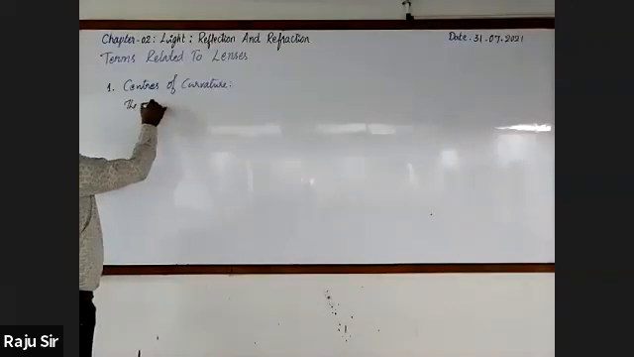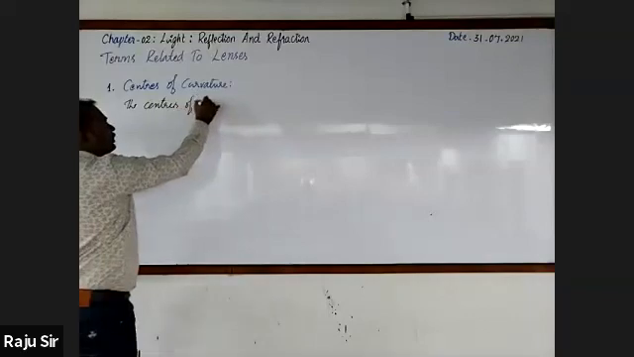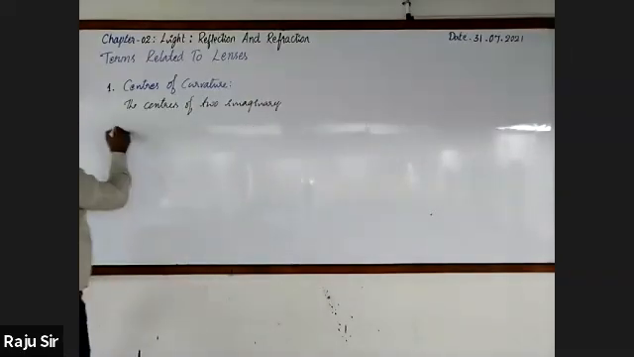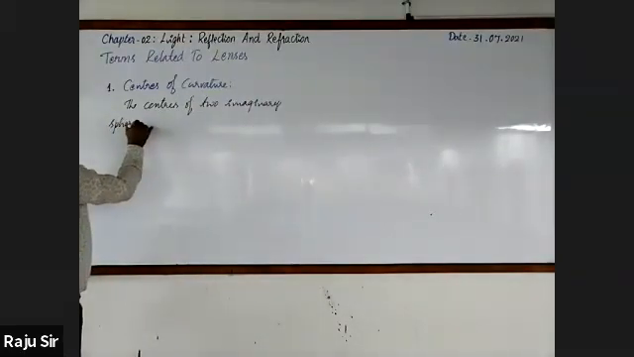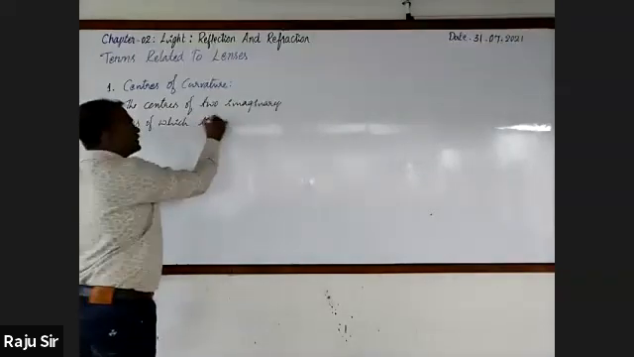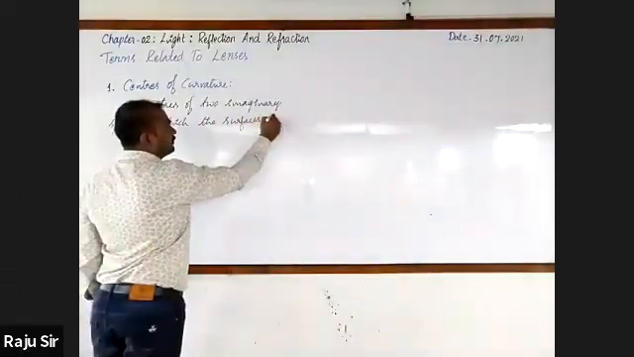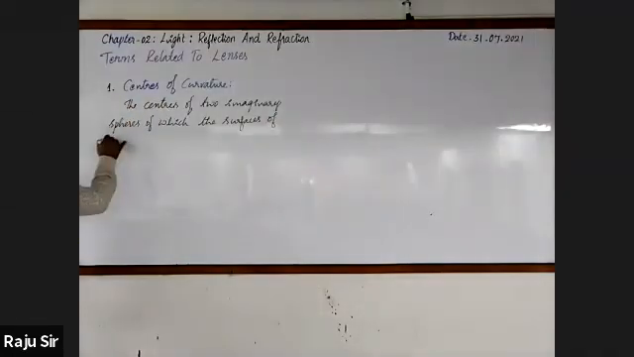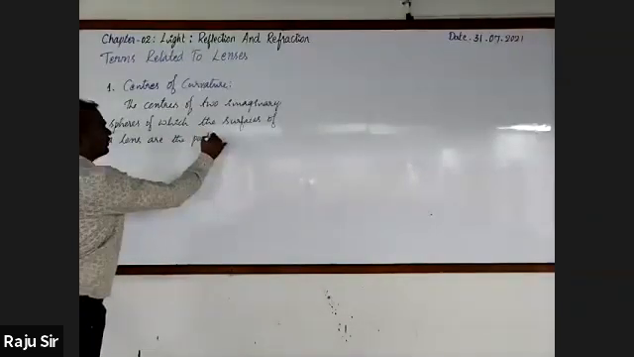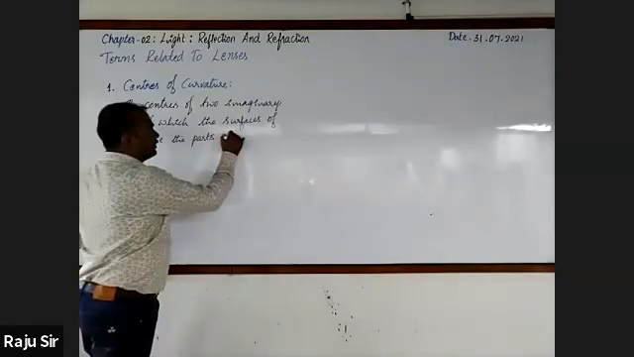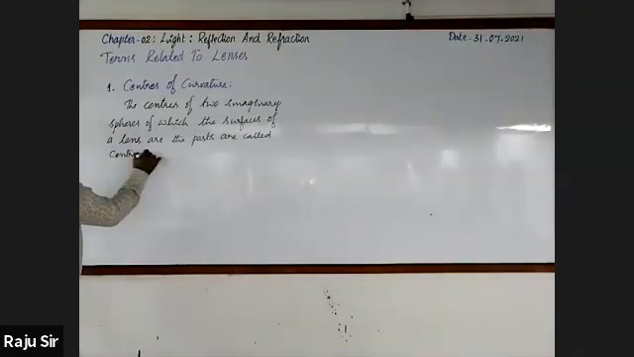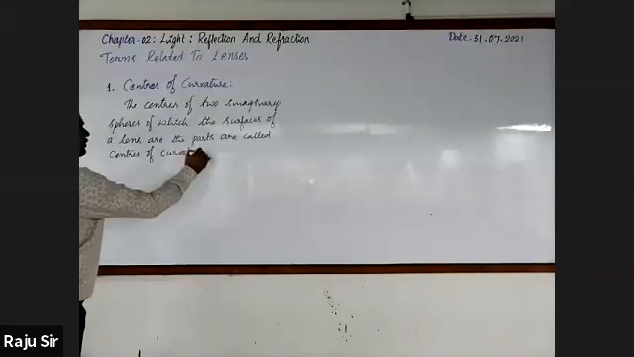The centers of two imaginary spheres, of which the surfaces of a lens, nothing but the refracting surfaces, are the parts, are called centers of curvature. Centers of curvature.